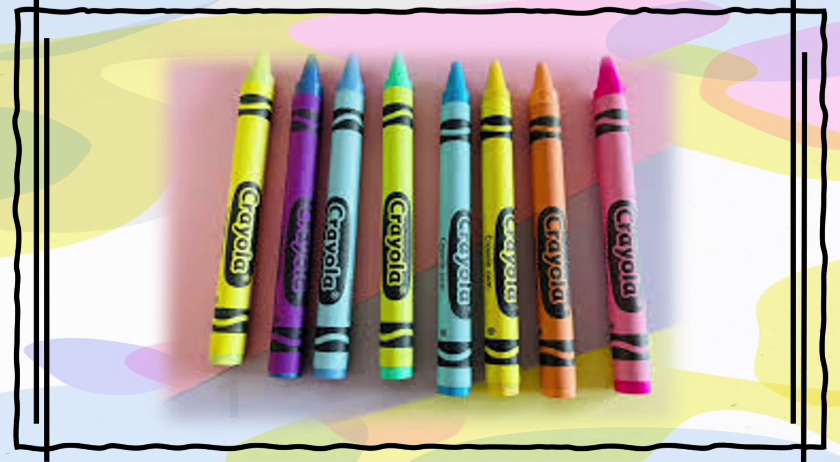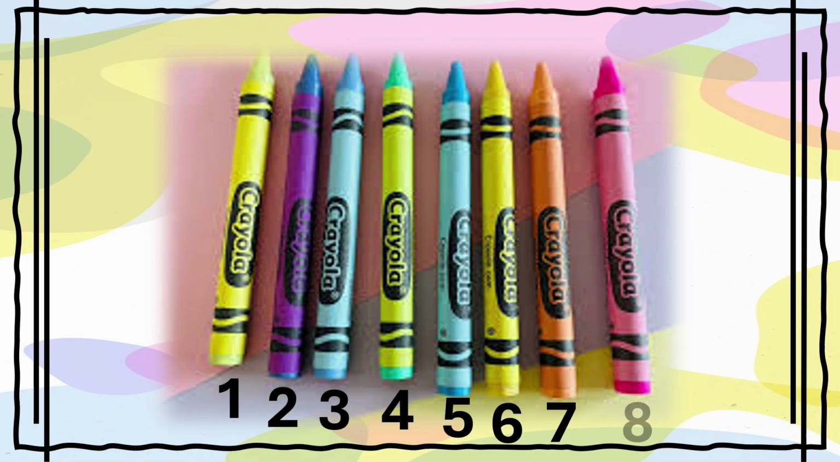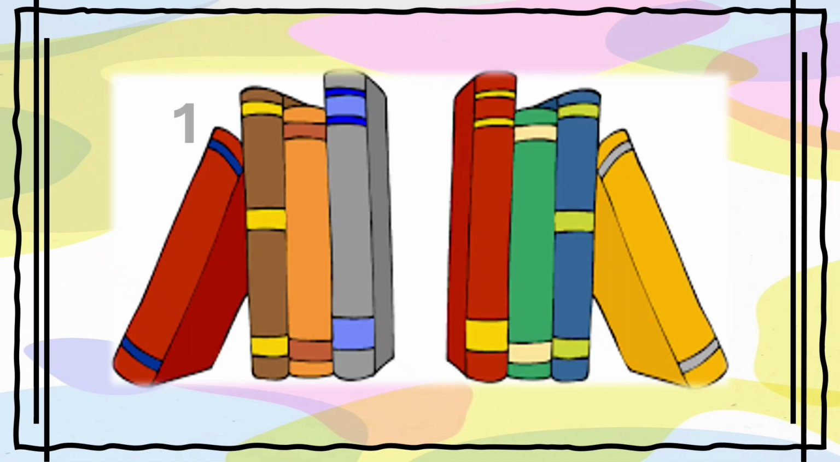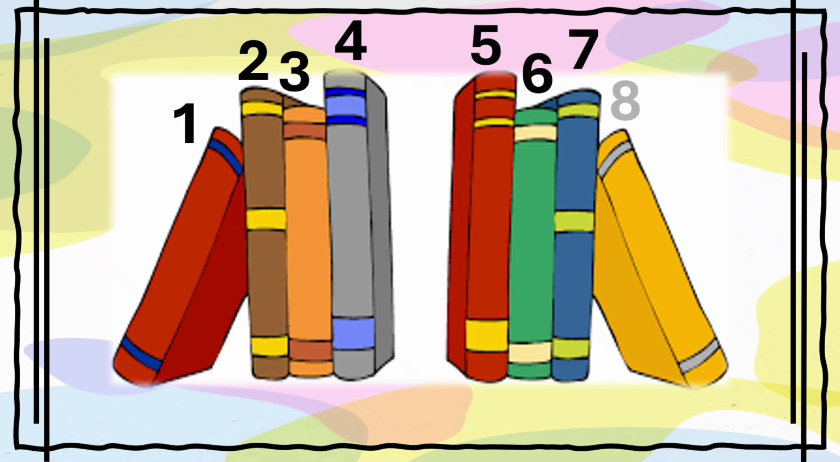Count with me the number of crayons. 1, 2, 3, 4, 5, 6, 7, 8. Total 8 crayons. 8 books are there in this picture.